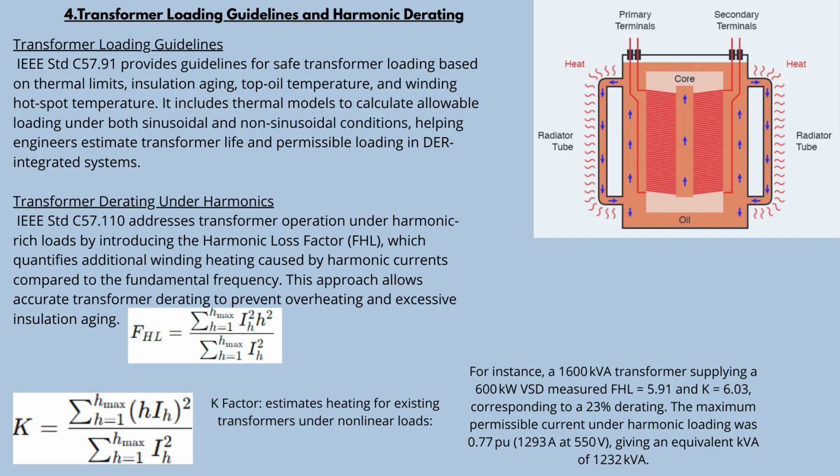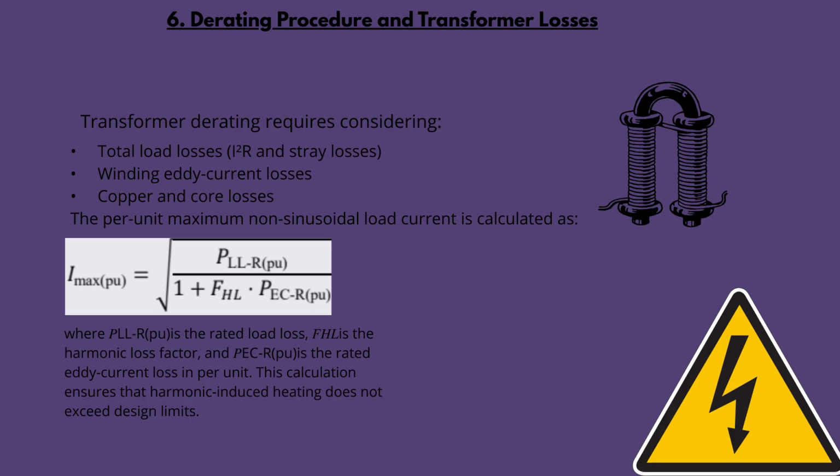Number 4, Transformer Loading Guidelines and Harmonic Derating. Transformer Loading Guidelines. IEEE Standard C57.91 provides guidelines for safe transformer loading based on thermal limits, insulation aging, top oil temperature, and winding hotspot temperature. It includes thermal model to calculate allowable loading under both sinusoidal and non-sinusoidal conditions, helping engineers estimate transformer life and permissible loading in DER integration systems. Transformer derating under harmonic. IEEE Standard C57.110 addresses transformer operation under harmonic-rich loads by introducing the harmonic loss factor FHL, which quantifies additional winding heating caused by harmonic currents compared to the fundamental frequency.